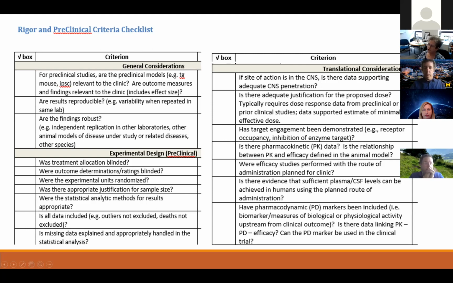And then the translational considerations as you look at taking this to the next step in your clinical trial. Does it cross the blood-brain barrier? Is there adequate justification for the proposed dose? All these things are looked at by reviewers as they go through to look at the rigor of your study.